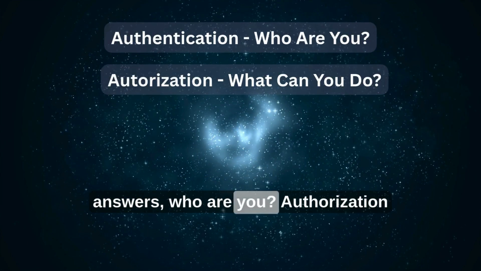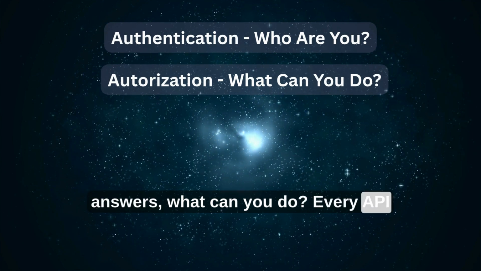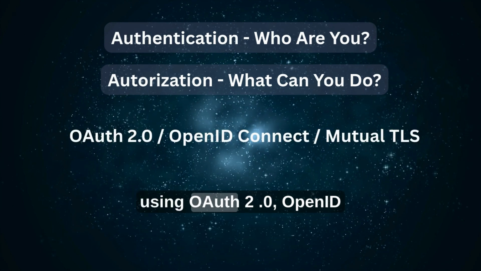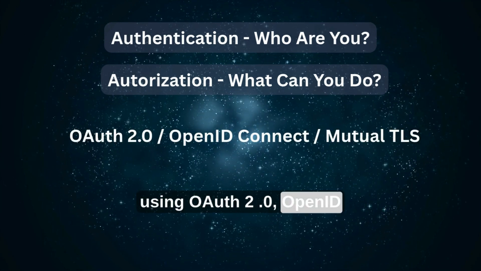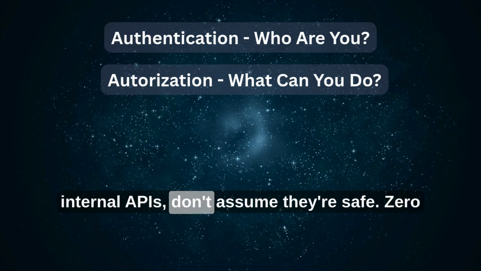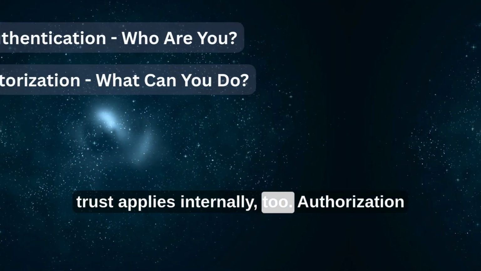Authentication answers who are you? Authorization answers what can you do? Every API should require strong token-based authentication, typically using OAuth 2.0, OpenID Connect, or Mutual TLS. And for internal APIs, don't assume they're safe. Zero trust applies internally too.